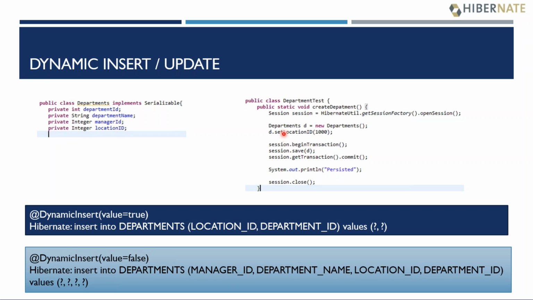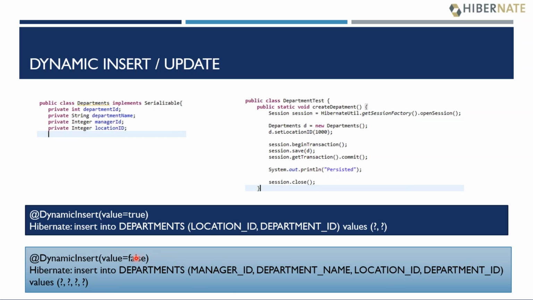Over here, I repeat, when you're creating a Departments object, you're just setting the location ID. We are not providing values for department name and manager ID. So when this statement is executed, this is how it is executed. If dynamicInsert is equal to false, it will invoke all the columns in the query. Manager ID, department name, location ID, and department ID, with question marks for the values.